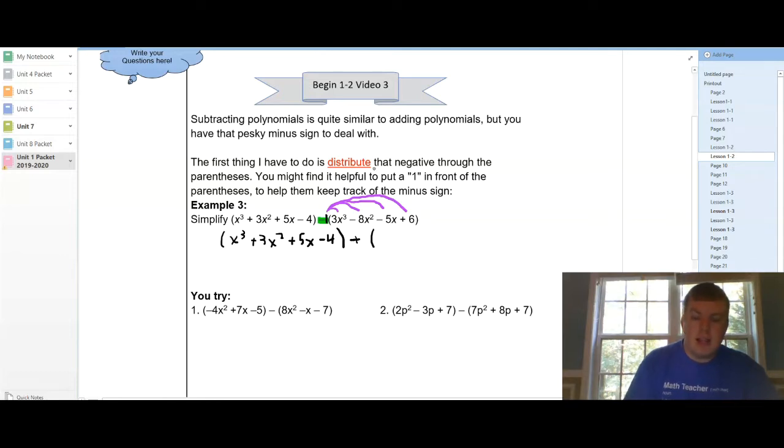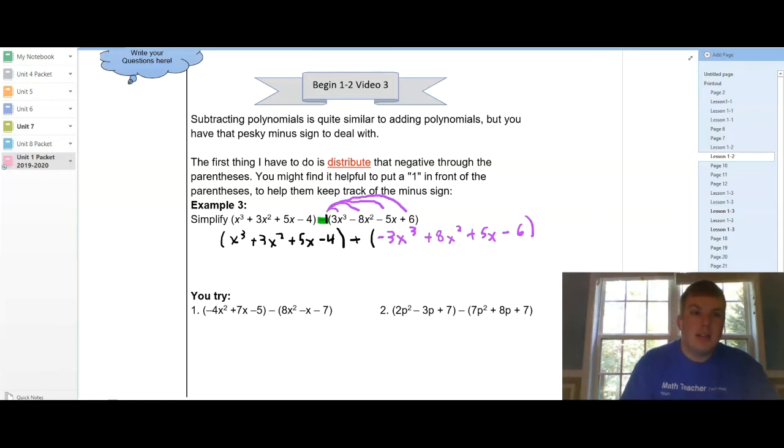When I multiply that negative 1 through, it's going to give me a negative 3x cubed, a positive 8x squared. Remember that when you multiply something by a negative 1, all it's doing is changing it to the opposite sign. So any of our negatives become positive, and any of our positives become negative. A negative 1 times a negative 5x gives me a positive 5x, and a negative 1 times 6 gives me a negative 6. So I have distributed that negative 1 through all the pieces of the parentheses.